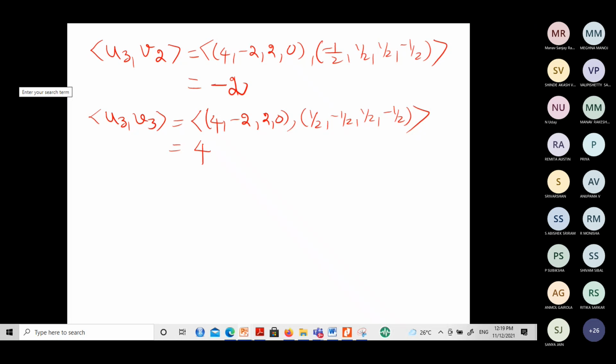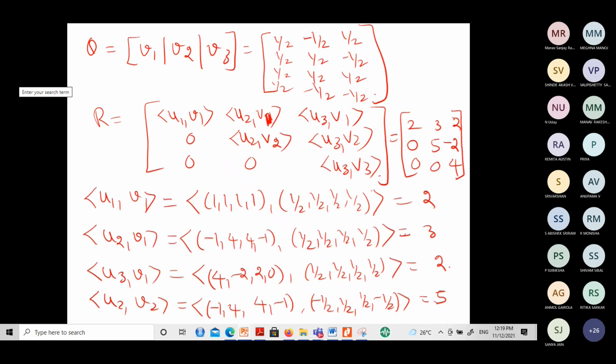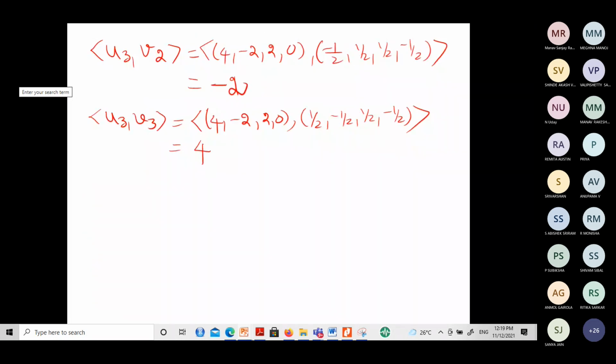So the matrix is there already. Q is also there. R is there. If you want, you can check whether Q into R is equal to A. If the QR factorization is asked, you can stop at QR factorization. For your confirmation, you can multiply Q and R and check whether it is equal to A. Okay?